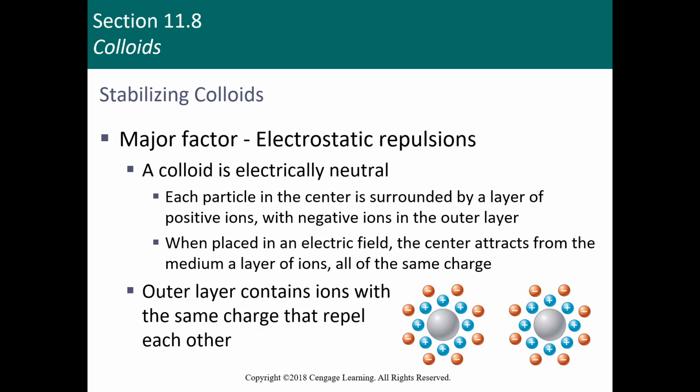Stabilizing colloids. So the major factor here is electrostatic repulsions in these. So a colloid is going to be electrically neutral. And that means that they don't repulse or attract each other en masse. Most solutions in bulk, you typically have to have overall neutral conditions. Having overall positive or negative conditions will cause a flow of electrons towards or away from it, which is what we call lightning.